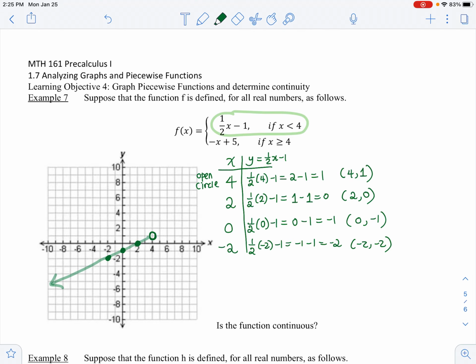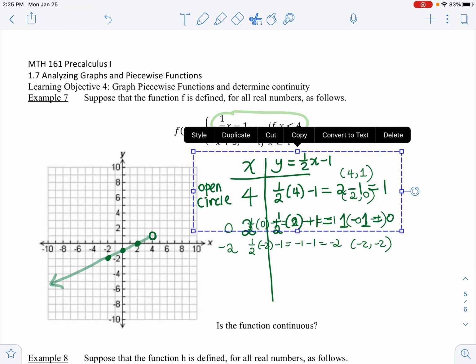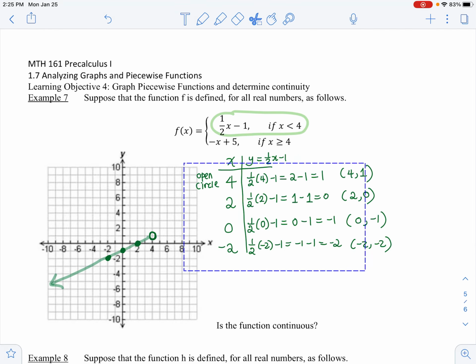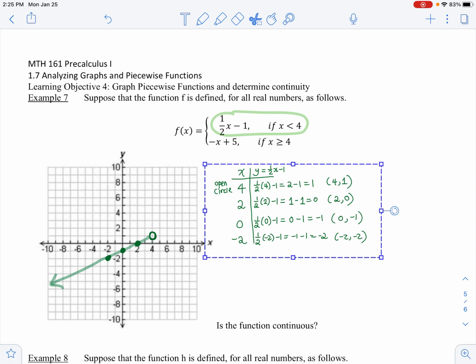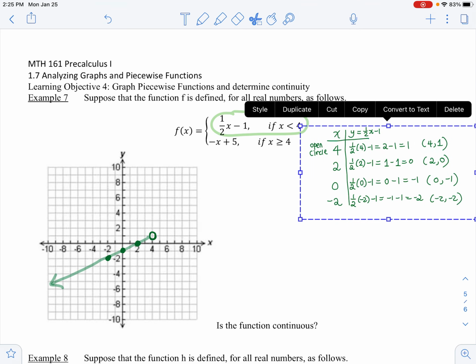No, because it says use it only if x is less than 4. That's why this green piece of graph is only going to the left side of x equals 4. All right, I am halfway done. Let me minimize this one a little bit. Oh, whoopsies. Because now I am about to graph the second piece. I'll stick it right here.